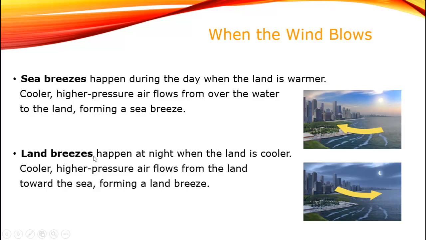But the land breeze happens at night when the land is cooler. So the land is cooler, so the land will be high pressure. And the air flows from the land towards the sea. This forms the land breeze. So the land breeze is the movement of the air from the land to the sea. But the sea breeze is the movement of the air from the sea to the land.